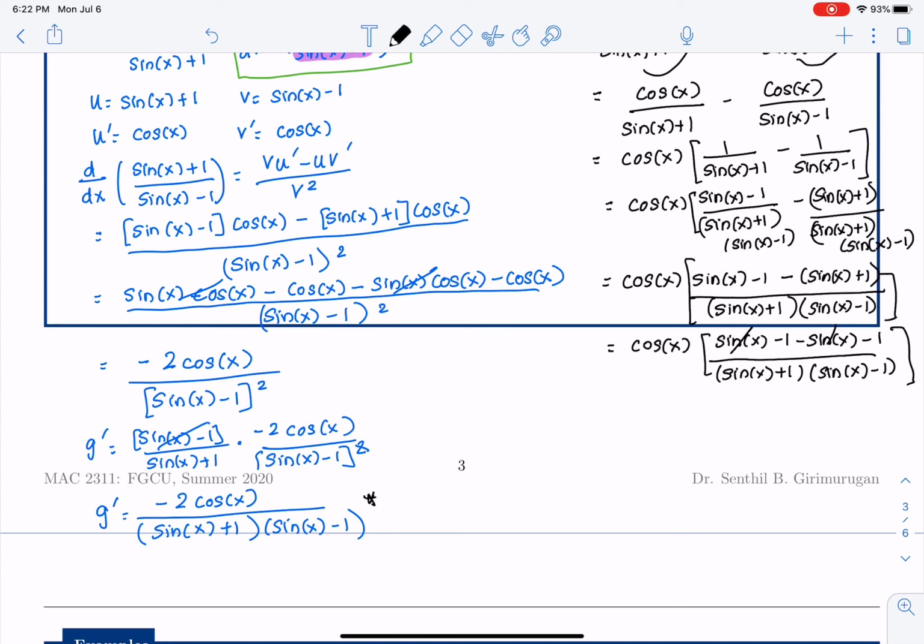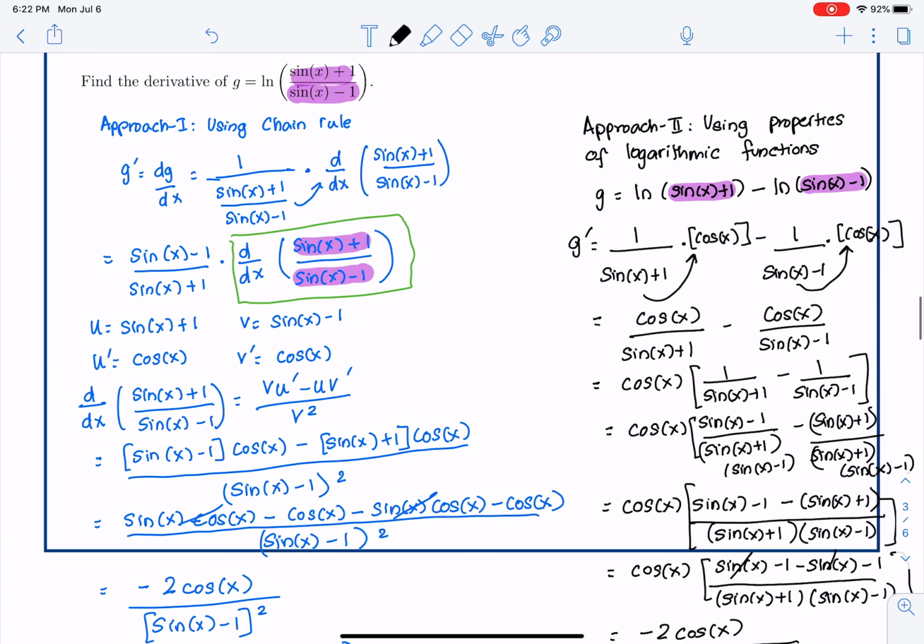The sine terms would go away. We have minus 1 and minus 1. We get minus 2. So negative 2 cosine x divided by sine x plus 1 multiplied by sine x minus 1. Exact same answer. I personally think that the second approach had fewer steps and we were able to get the correct answer.